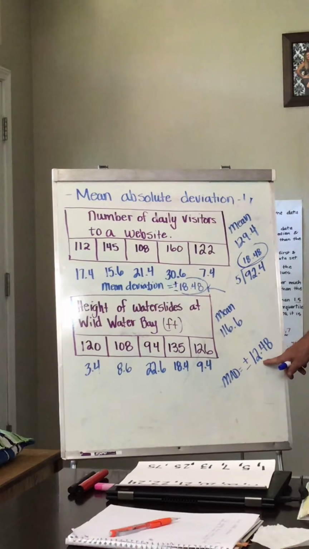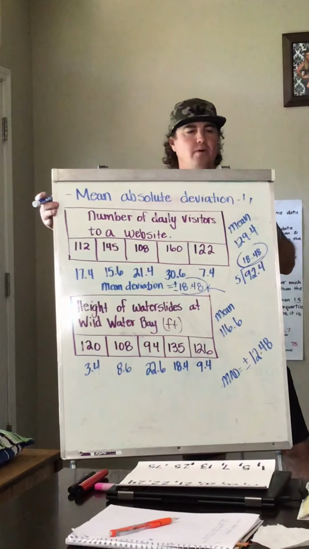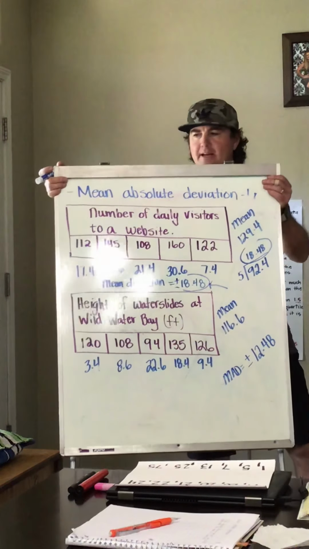They're all within about 12 feet of each other, plus or minus 12 feet from the average. Does that make sense? You wouldn't have one slide super, super high and then one super, super short. All of these are pretty close. It's the average of the distance from the average. All right.